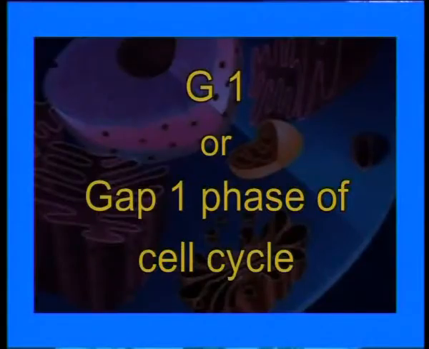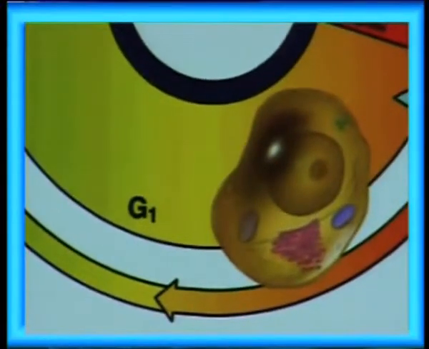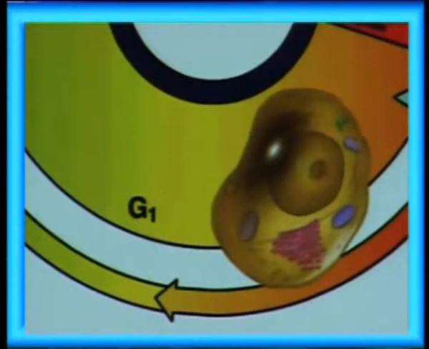Now, G1, or the first gap phase of the cell cycle. The G1 phase is a period in the cell cycle during interphase, after cytokinesis and before S phase. For many cells, this phase is the major period of cell growth during its lifespan.